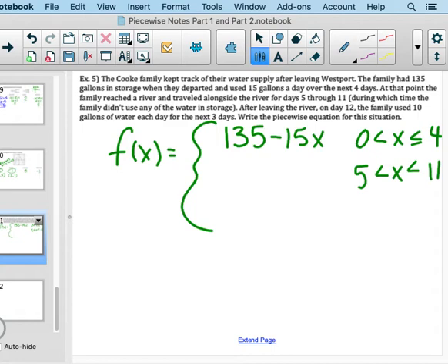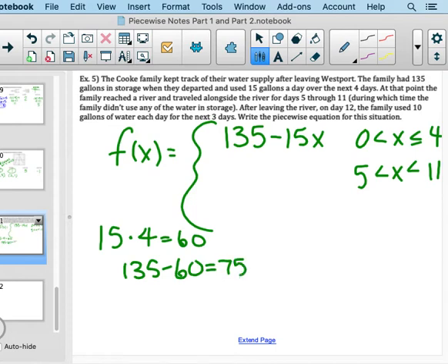Can someone share how they calculated how much they had? Emily, will you share what you did? I took 15 times 4 and got 60, and then I subtracted it from 135 to get 75. Okay, awesome. So just that concrete way of saying, I had 135 over 4 days. I used that 15, so I know that I have 75. And that's all I need to put there because, remember what this would visually look like. It's just that horizontal piece going across the graph. Okay.